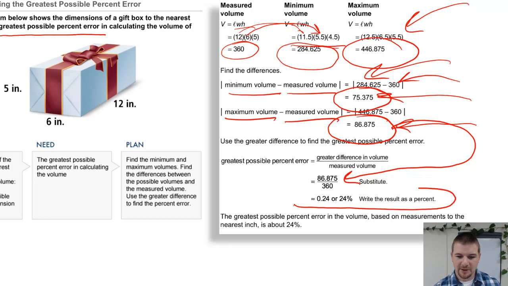and find a decimal answer of about 0.24 or 24%. So our answer is a complete sentence. The greatest possible percent error in volume based on measurements to the nearest inch is about 24%.